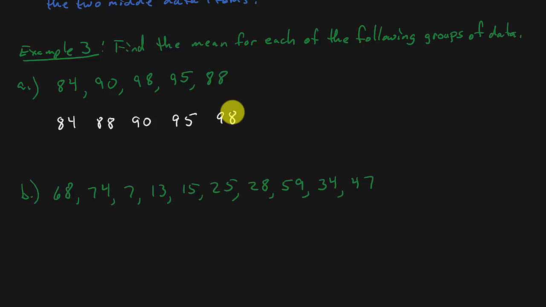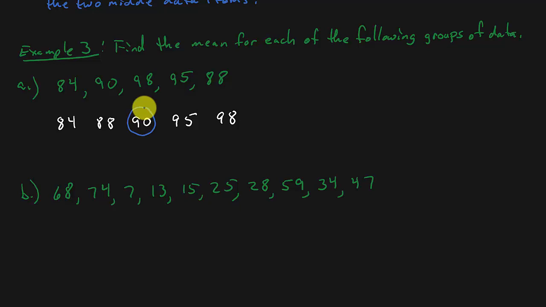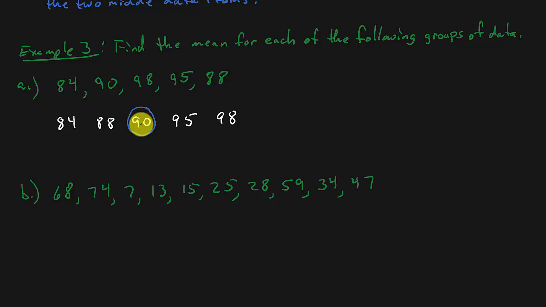Now the median is the number in the middle, and obviously that's easy to see. That's the number in the middle. There's only 5 values, so we can see this one's in the middle. But what happens if you have 20, 25, 31, or 47 data values? Which data value is in the middle?